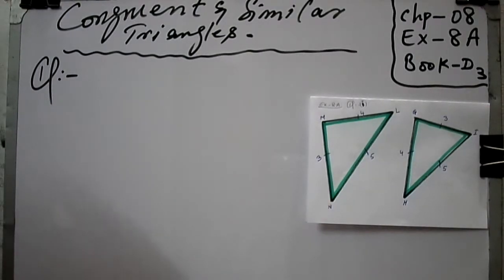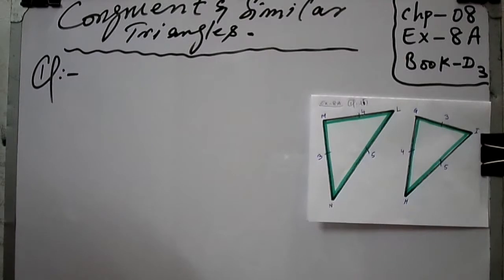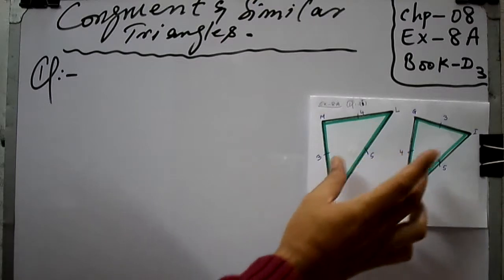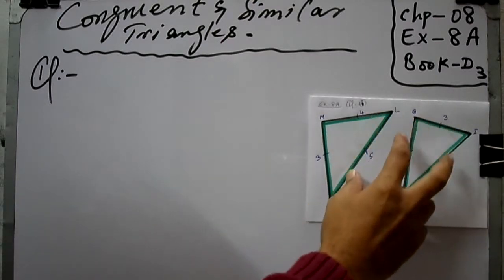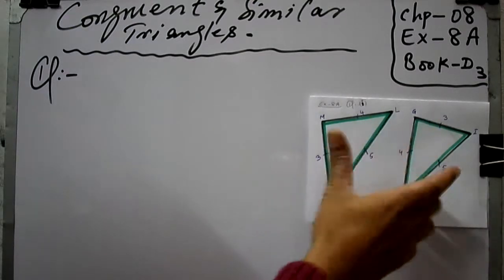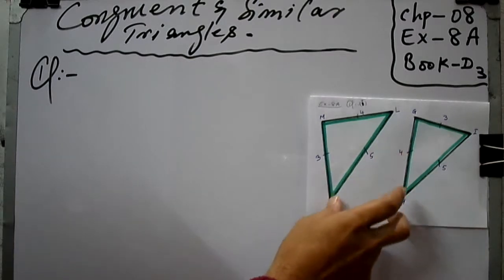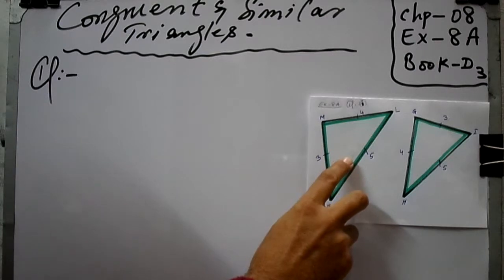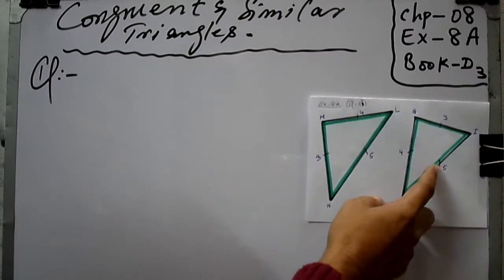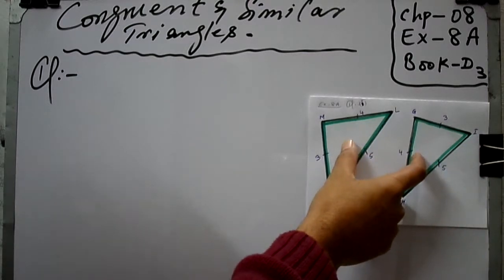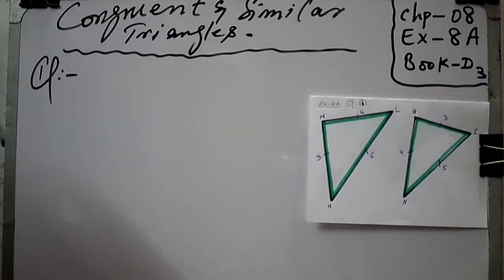On which basis? First of all, it should be remembered that when two triangles are congruent, if two sides and one angle of one triangle are equal to two sides and one angle of the other triangle, then these two triangles are congruent. If two angles and one side are equal to two angles and one side of the other triangle, then both are also congruent. So it means we have to check how we can say that both the triangles are congruent.